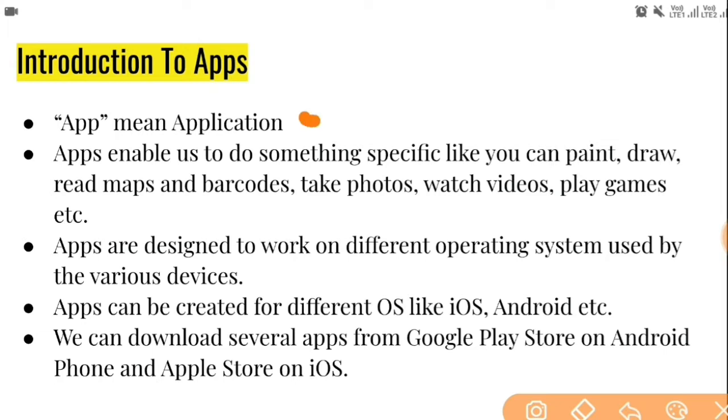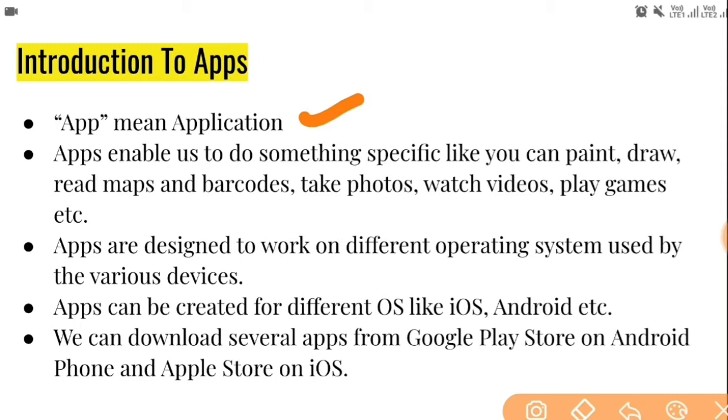So, app means application. Apps enable us to do something specific, like you can paint, draw, read maps and barcodes, and also QR codes. Also you can take photos, watch videos, play games, etc. Whatever things you want to do on your mobile phone, you can do with the help of apps.